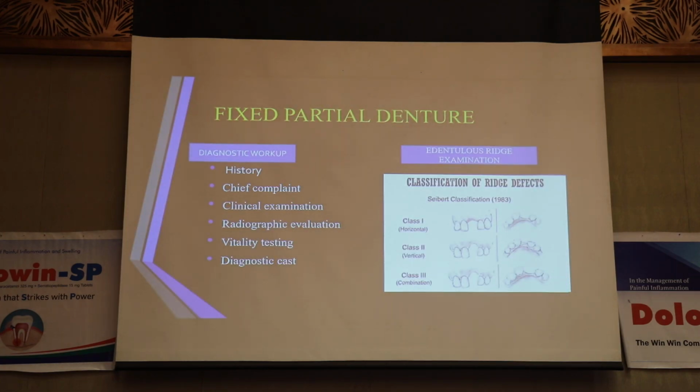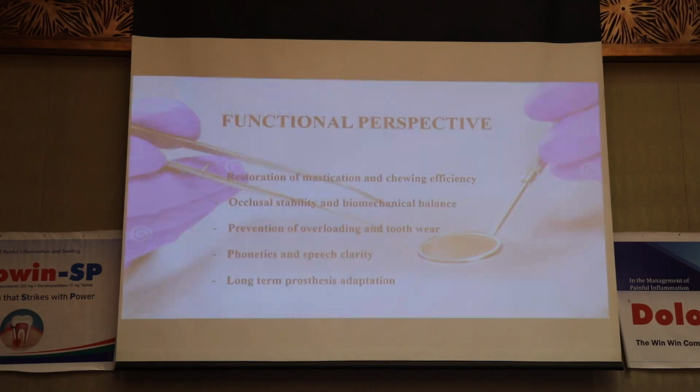So for the fixed partial denture, what is your diagnostic perspective? How much bone is lost? There is a classification, Seibert's classification. Whether there is loss of vertical height, horizontal bone loss, vertical bone loss, or both vertical and horizontal bone loss. So how well you are going to augment the bone, restructure it, and then go for the replacement.